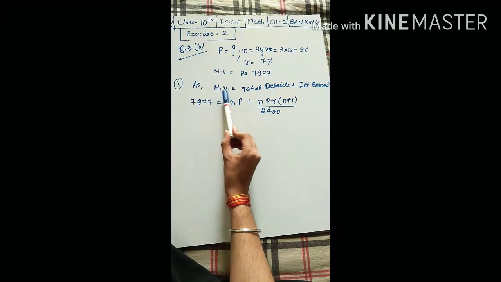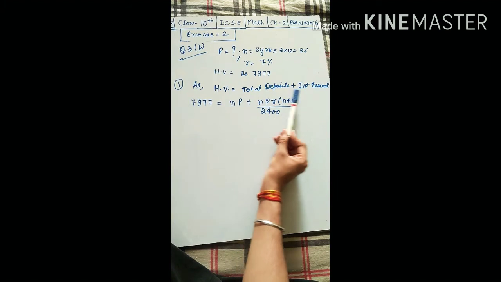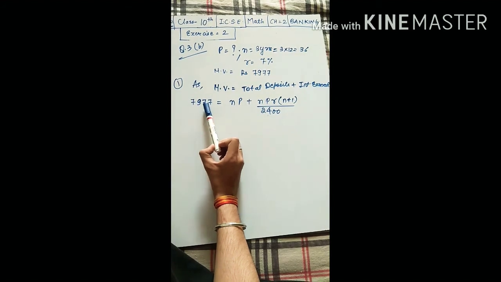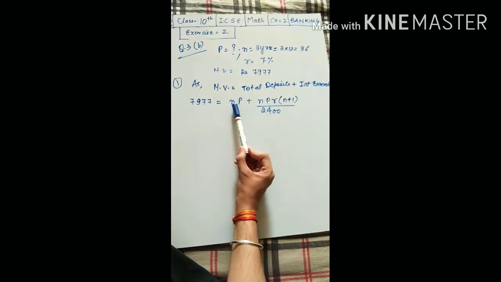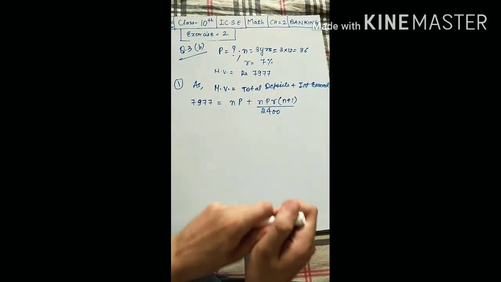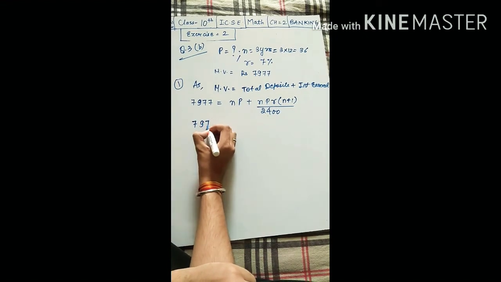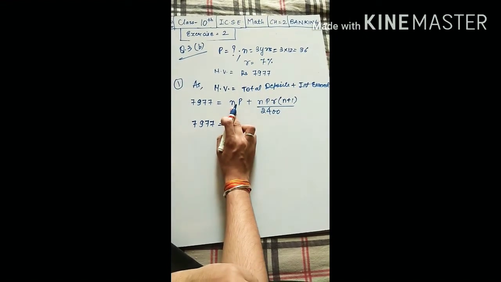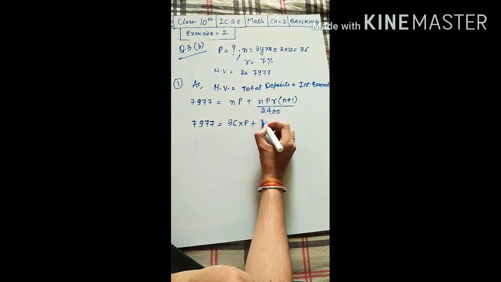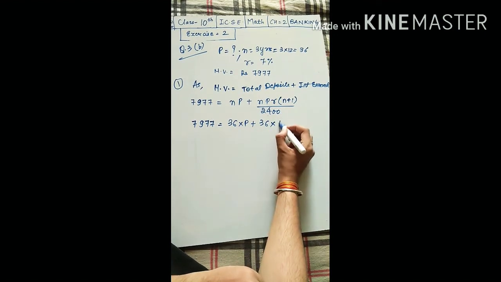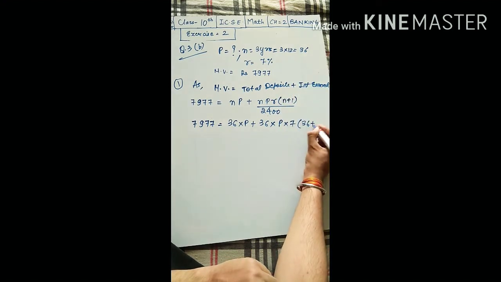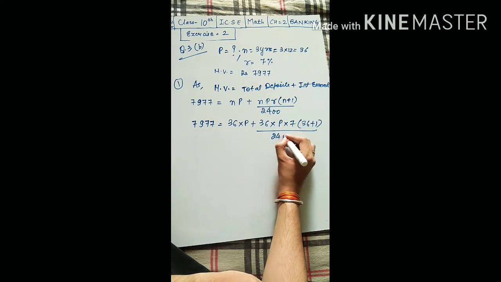As we know the formula, maturity value is total deposit plus interest earned. Maturity value is 7,977. Total deposit is N into P, and the interest earned, the formula is this one. Let us substitute all the values here. 7,977 is equal to N, N is 36, P. Keep P as it is. N 36 into P. R, R is 7. N, N is 36 plus 1 upon 2400.